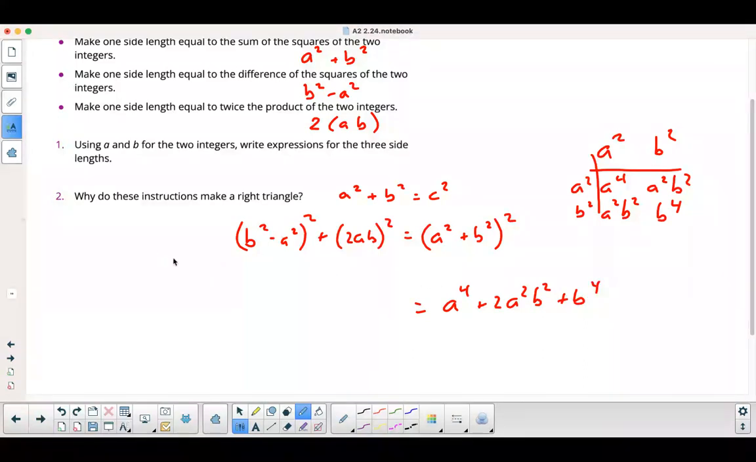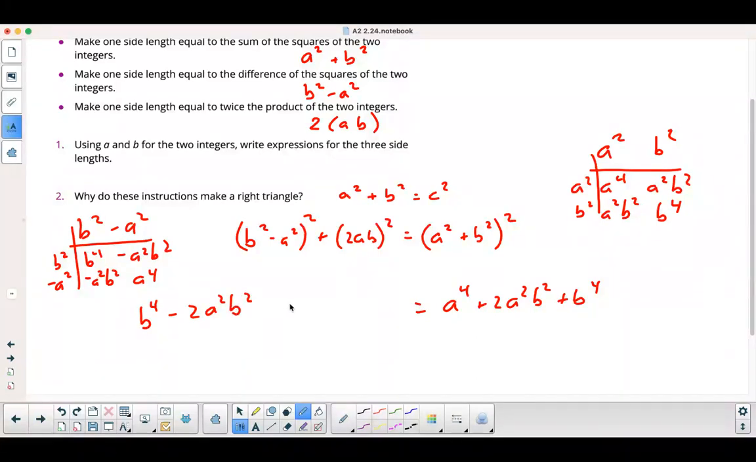I come over here, same thing. I need to make a box. I get b to the 4th, negative a squared b squared, negative a squared b squared. And this becomes a positive a to the 4th. So when I write that all out, I get b to the 4th minus 2a squared b squared plus a to the 4th.